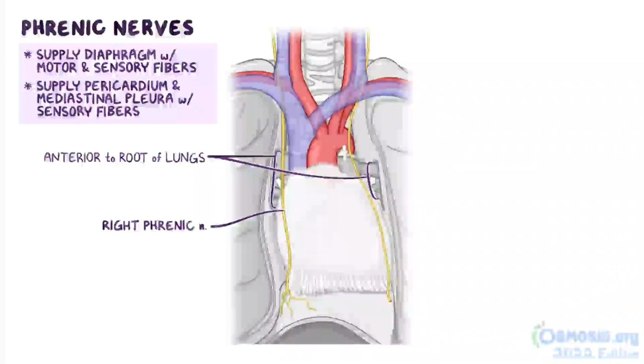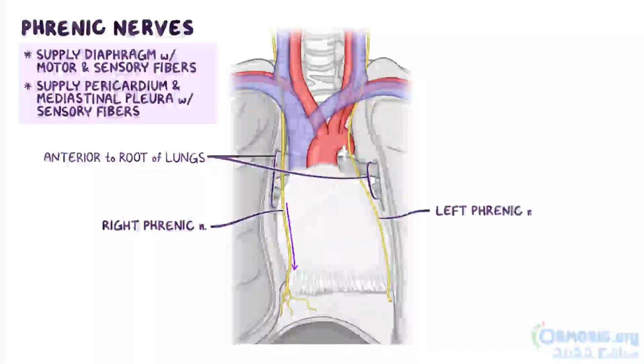The right phrenic nerve passes along the right side of the right brachiocephalic vein, SVC, and the pericardium over the right atrium. It also passes anterior to the root of the right lung and descends on the right side of the inferior vena cava to the diaphragm.